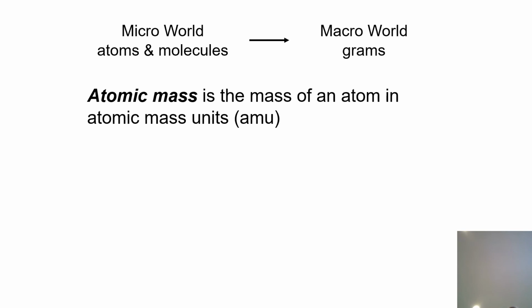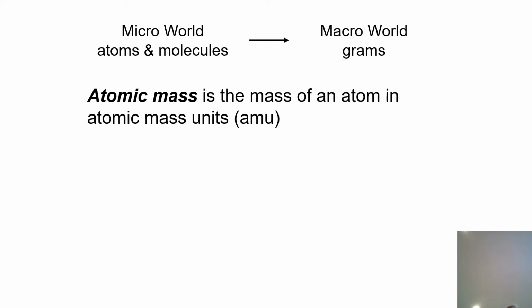Now we're going to look at the ways we describe the masses of elements, moles of elements, and ionic compounds. We're going to start with atomic mass. Atomic mass is the mass of an atom of an element in atomic mass units.